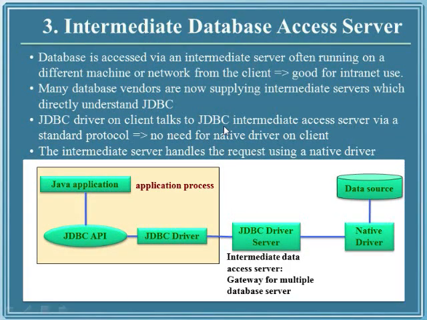Next one, these last two are of use to us. This is the intermediate data access service, and the idea here is this is meant for intranet applications. What is done is, you have the database server, and you have a separate server, which is called the intermediate. It takes a request as Java, then talks to the database in its native format, gets the result, and gives it back to you.